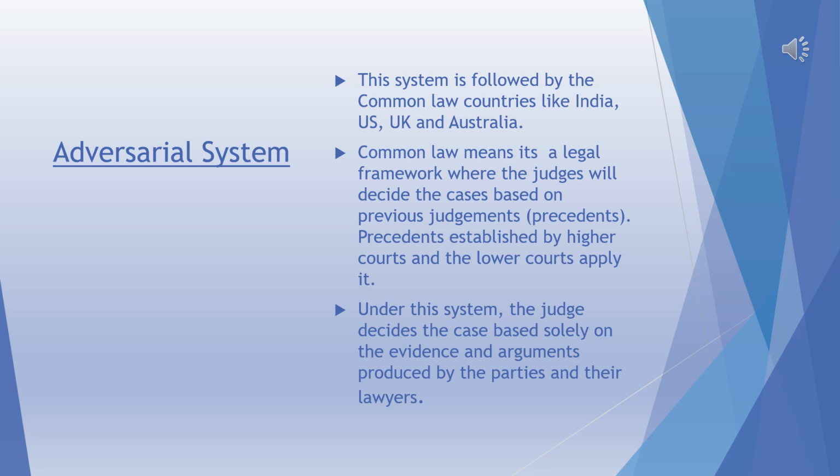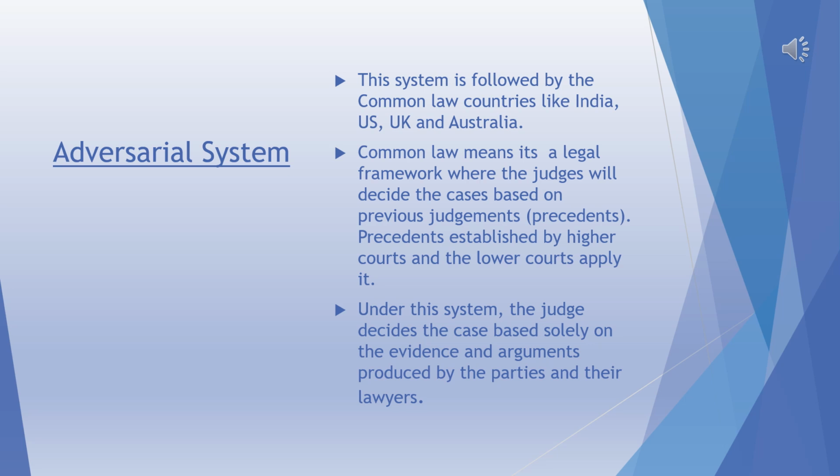And now we will see in which countries this adversarial system is followed. This system is basically followed by the countries which follow the common law. Examples are, of course, India, the US, the UK, and Australia, and there are many. So, what is common law? Common law means a legal framework where the judges decide cases based on previous judgments. There will be precedents proclaimed by the higher courts. So the judge will decide a case based on the previous judgments.